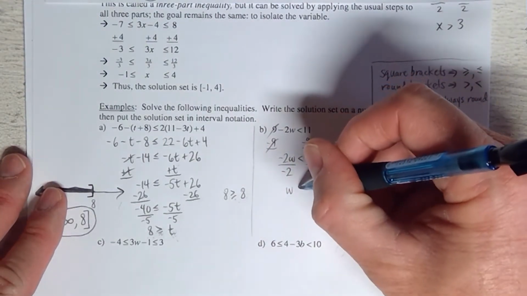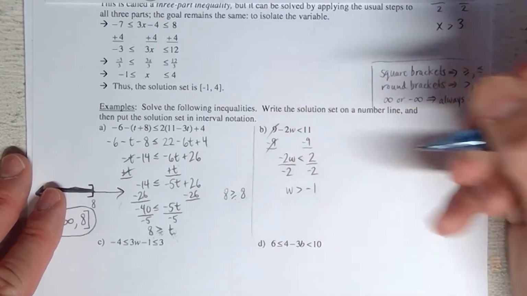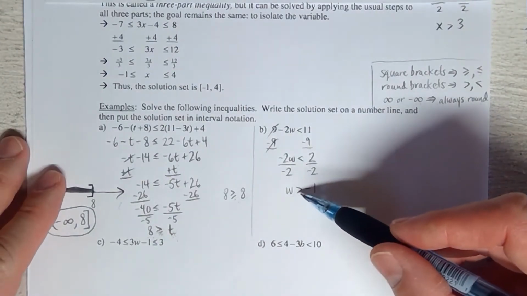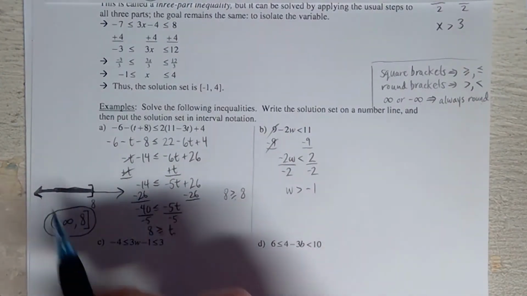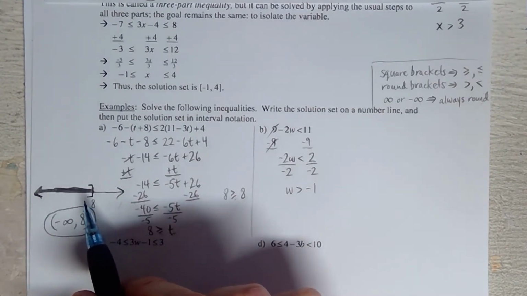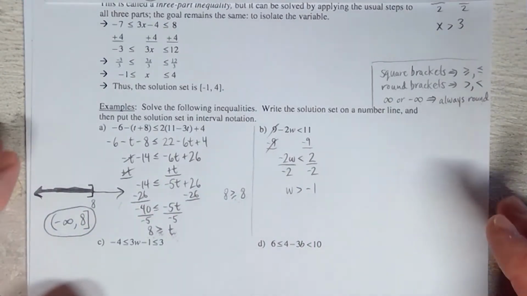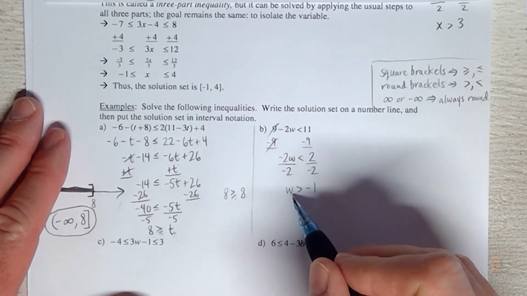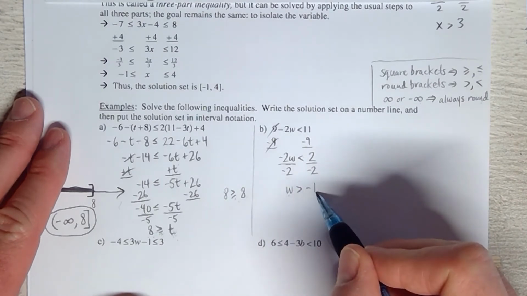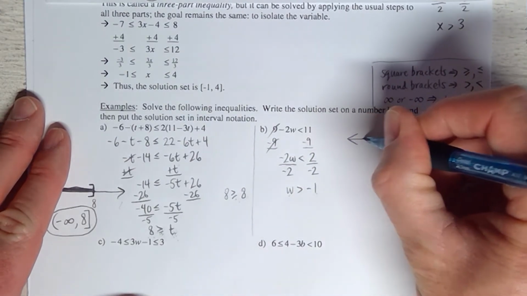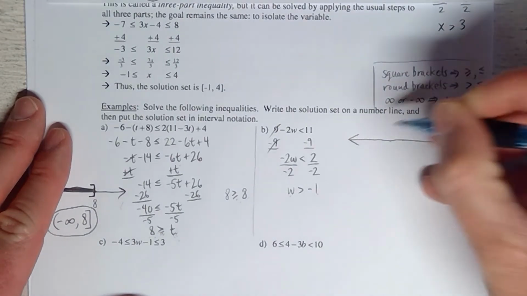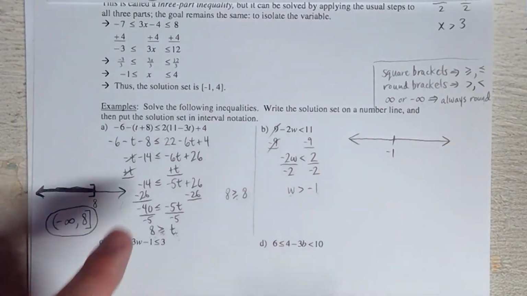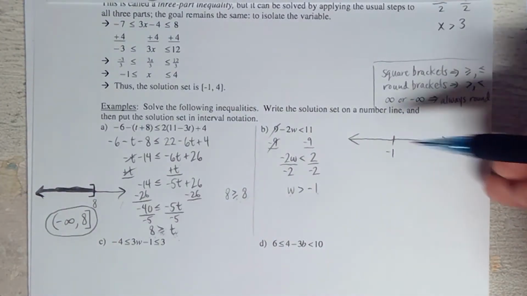If you forget to flip it around, the answer will be completely different and therefore wrong, because the direction that the inequality goes makes a big difference in the direction that your shading goes. All right. But we got W by itself. When you get W by itself, you take the number that's on the other side of the W and put that on your number line. Let's do that now. -1.